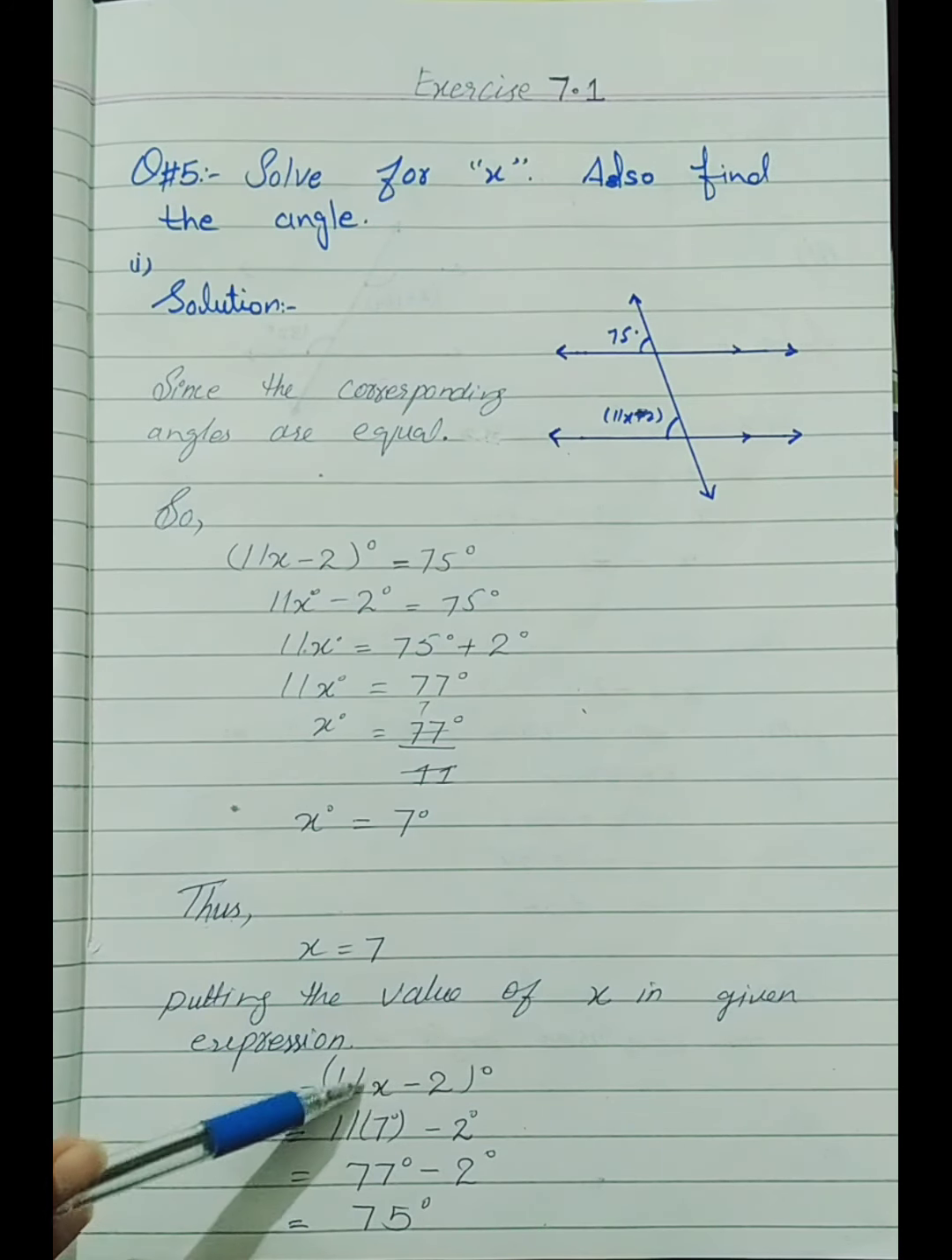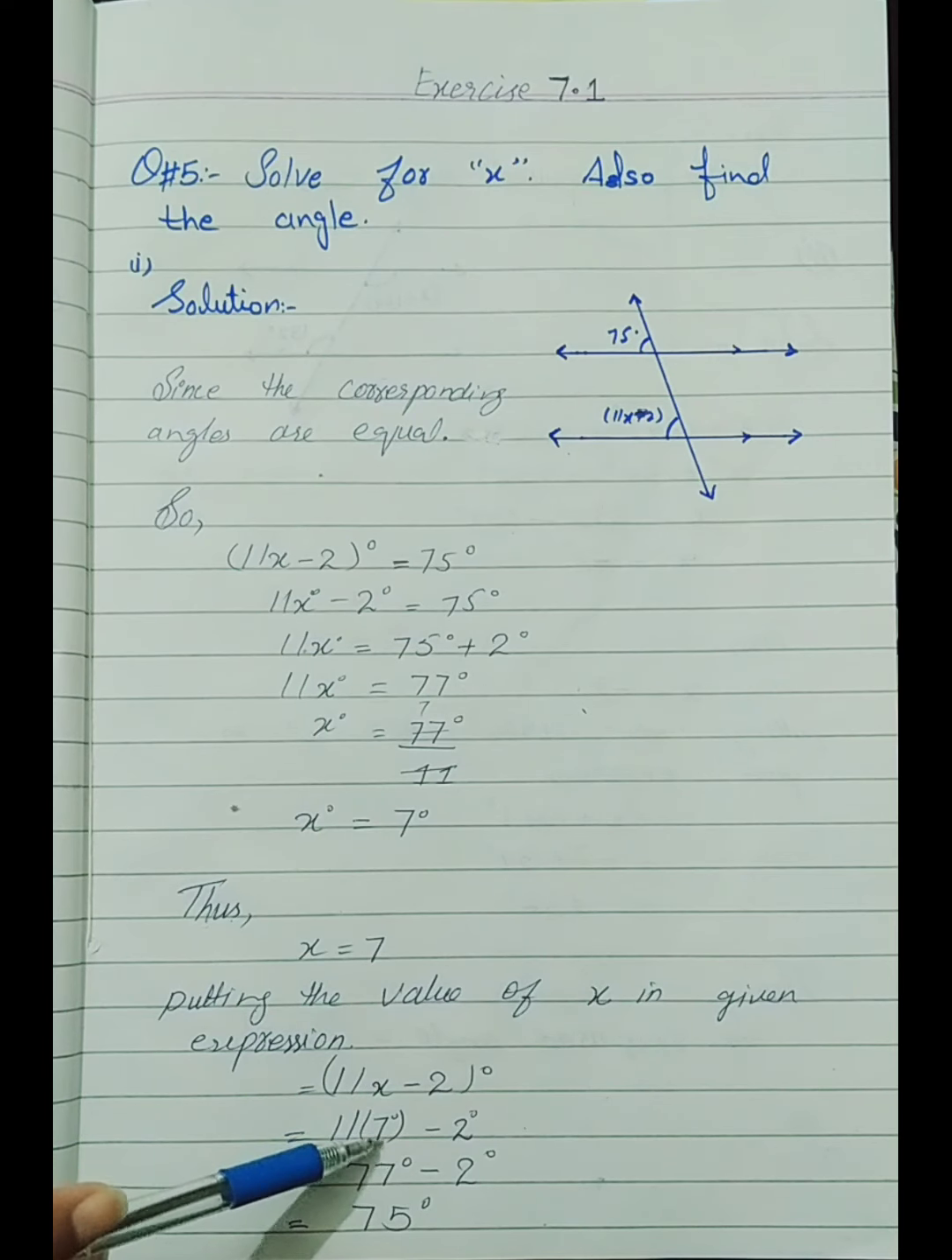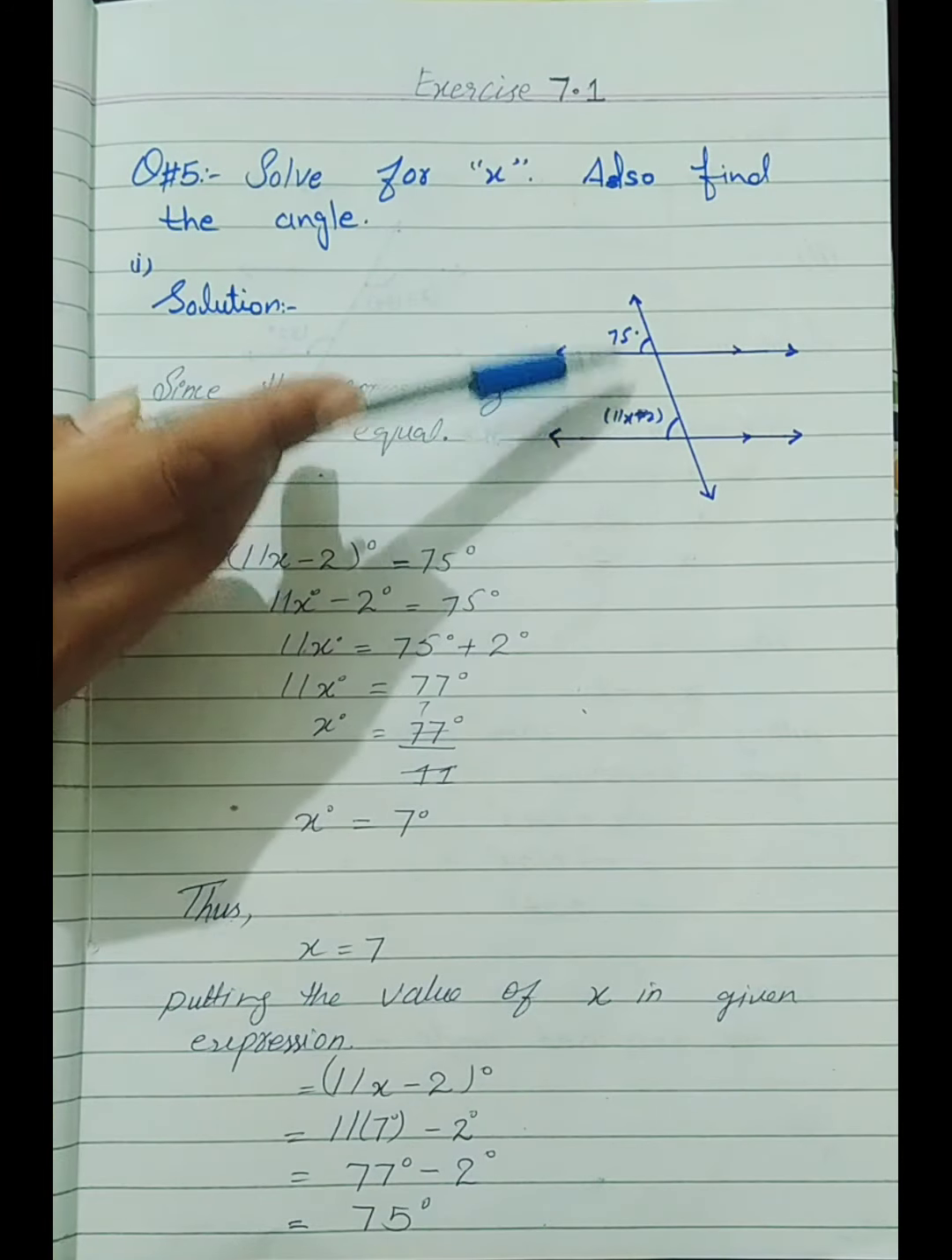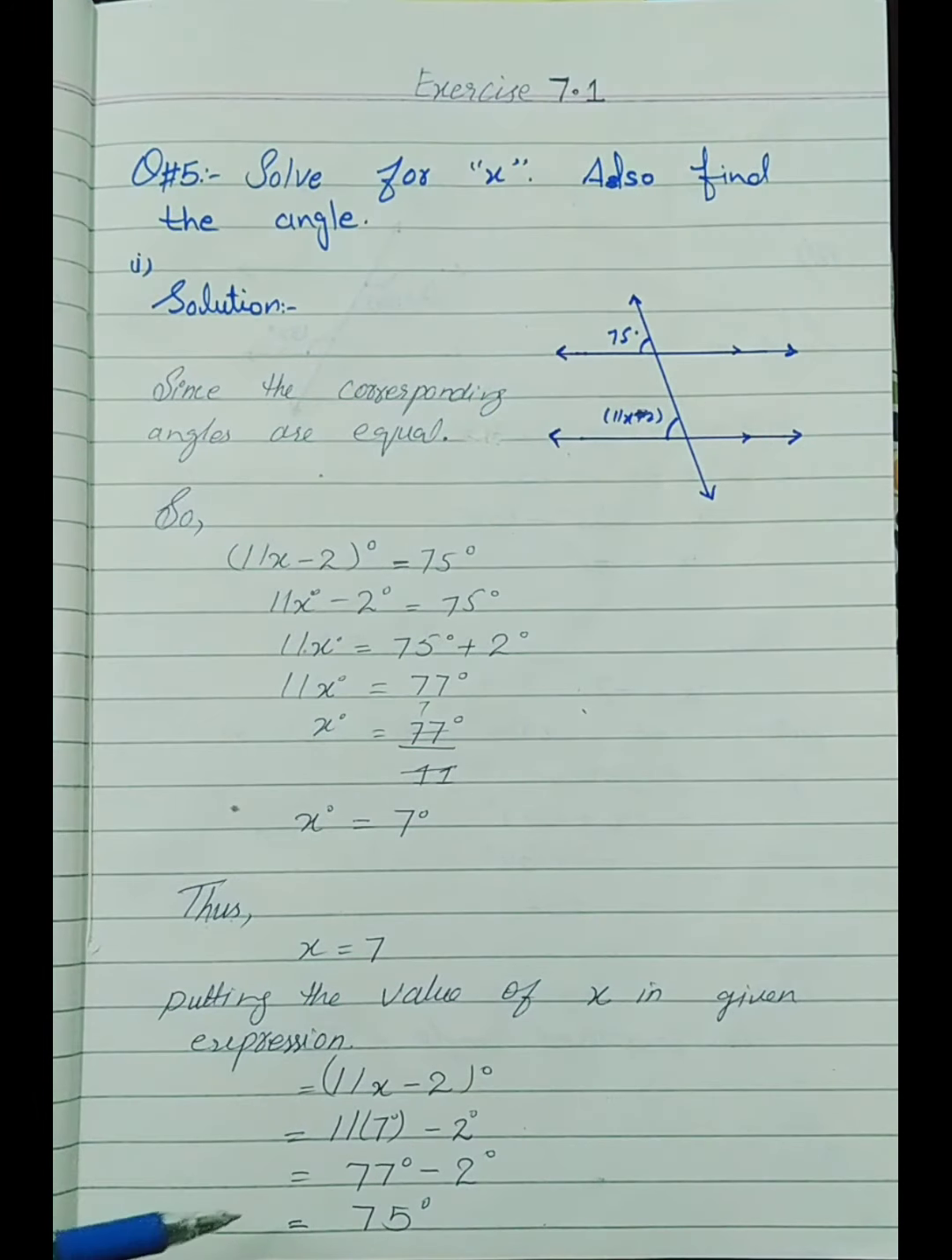By putting the value of x in the given expression, which is 11x minus 2, in the place of x we put 7. 11 multiplied by 7 we get 77 minus 2. 77 minus 2 equals 75. Since it is proved that corresponding angles are equal, both angles are equal to 75 degree.